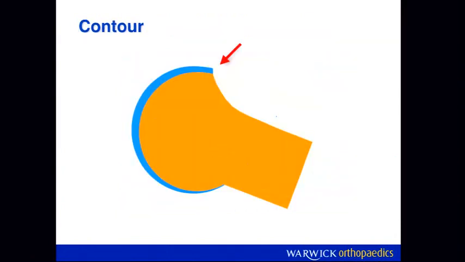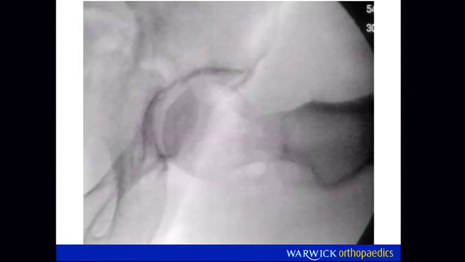Not trying to get a sort of apple bite cut here, but instead to recreate a spherical head. And that means that there must be a concavity on the femoral neck and then a convexity more proximal at the head-neck junction. And that's the sort of resection that we got. You can see the head is nice and spherical.